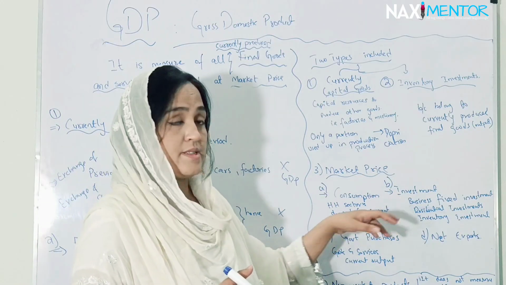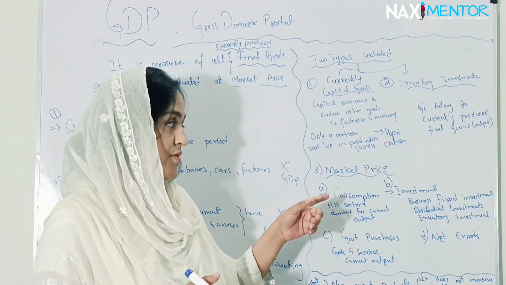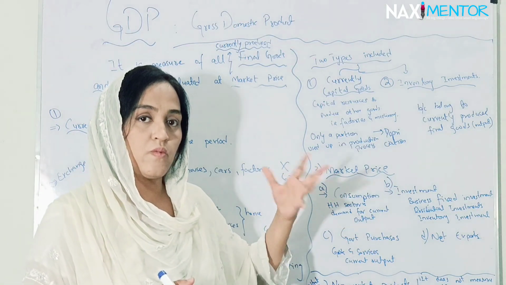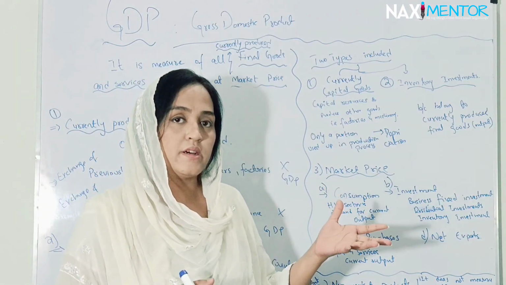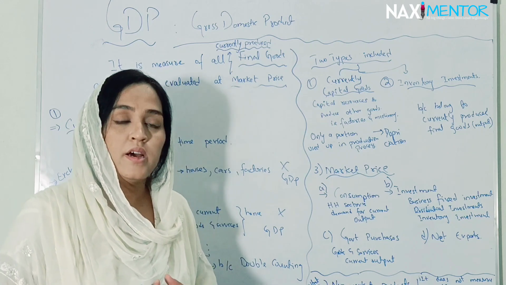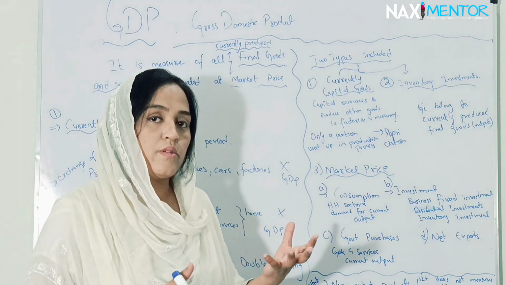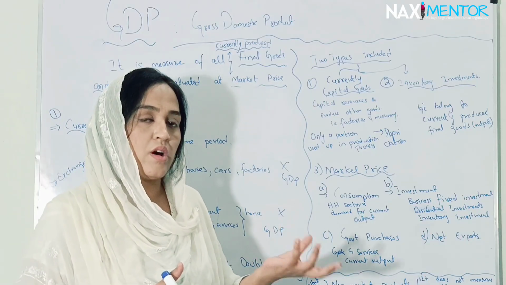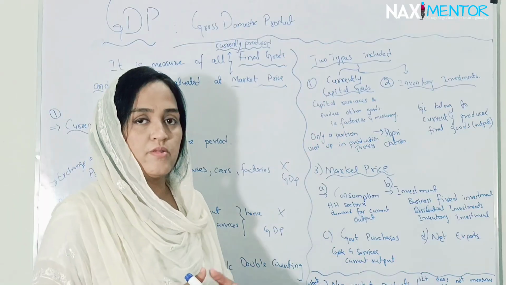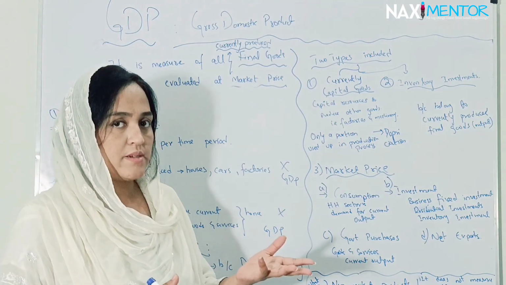The next thing is investment, and three different subsections are part of investment. These are business fixed investment, whatever the businesses invest in a current year is counted in GDP. Next is residential investment, investment that is used for the production of houses or family investment or houses, etc. And the third is inventory investment. We have already talked about it. So these are three different investments evaluated at market price.